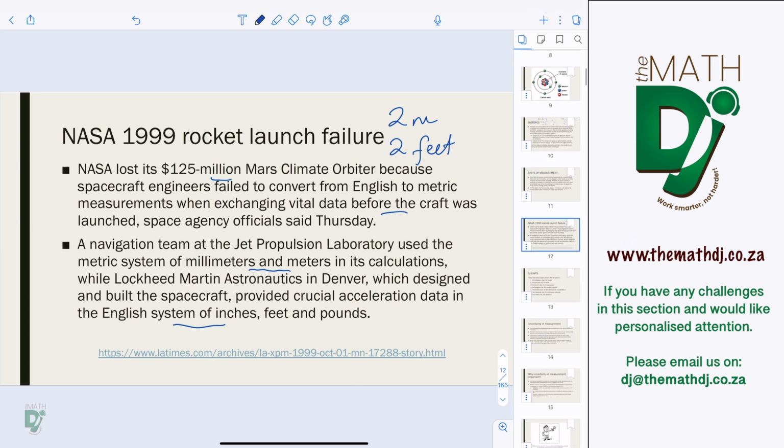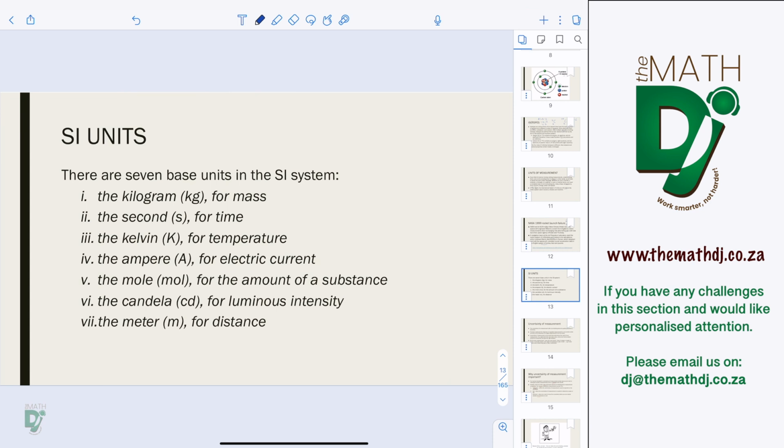So let's move on. For SI units, there are 7 base units for the SI system. The kilogram, we use it for mass. Seconds, we use for time. Kelvin, we use for temperature. Ampere, commonly shortened to amps, we use for electric current. Mole, we use for the amount of substance. Then candela is used for luminous intensity, which has to do with brightness. Then meter, we use for distance.